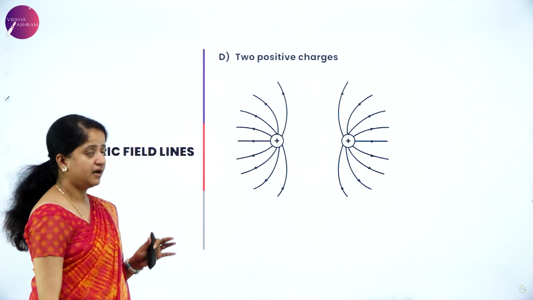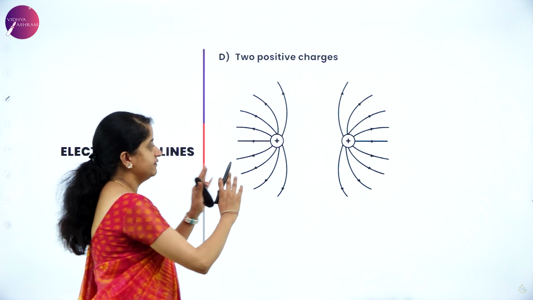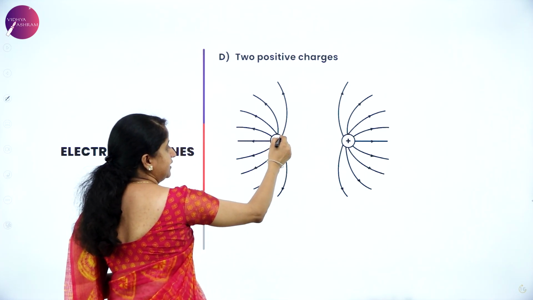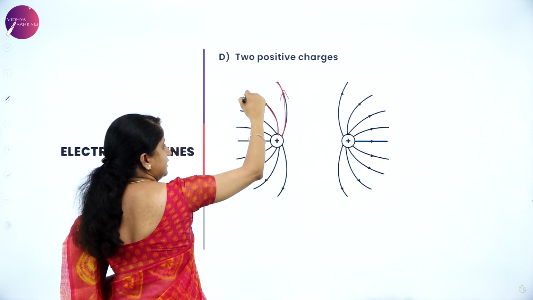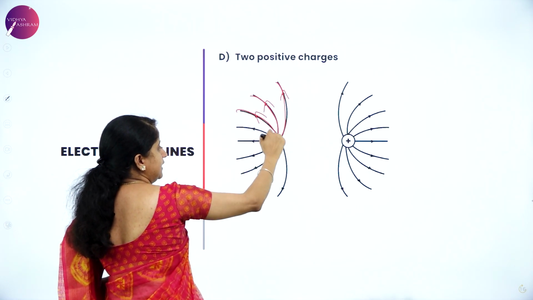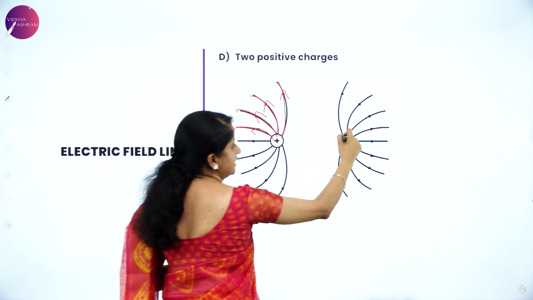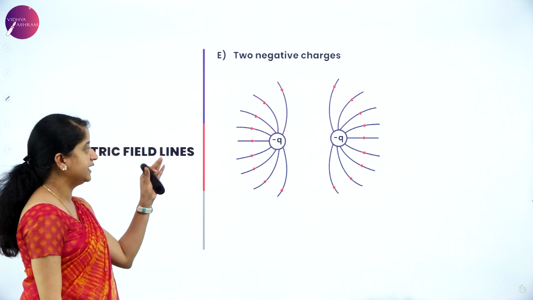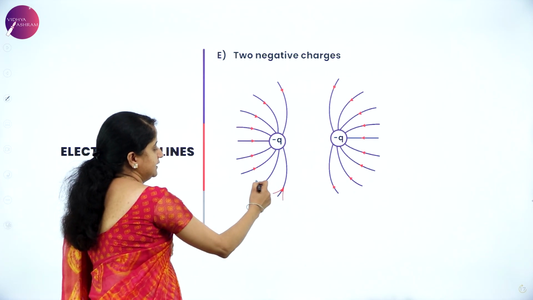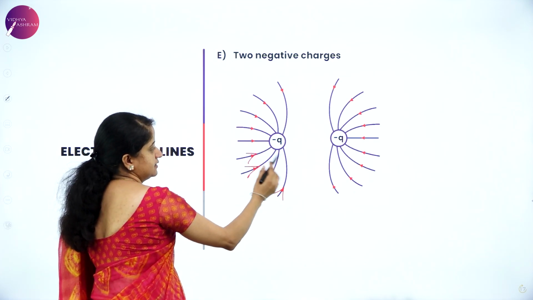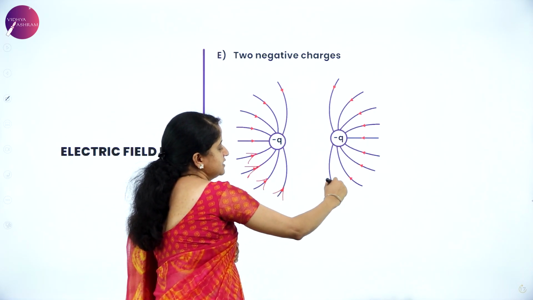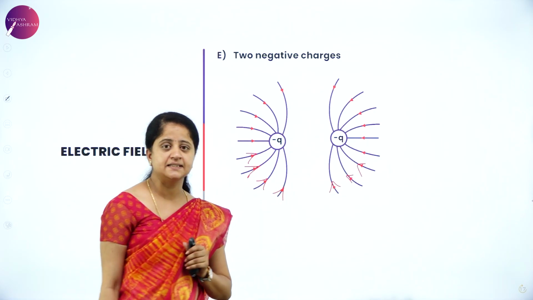And next we have two point charges which are of the same kind, that is two positive charges. We can see here the electric field lines are directed outwards from the positive charge in both cases. Similarly, we can write it for negative charges. You can find they are moving inwards. Since they are minus q and minus q, in both the conditions we can observe the direction is inward.